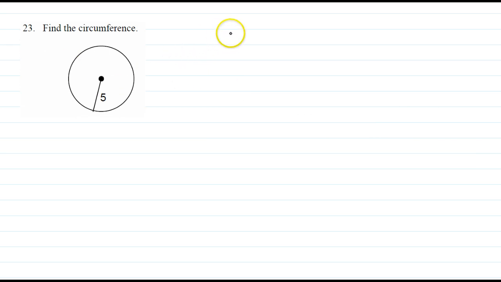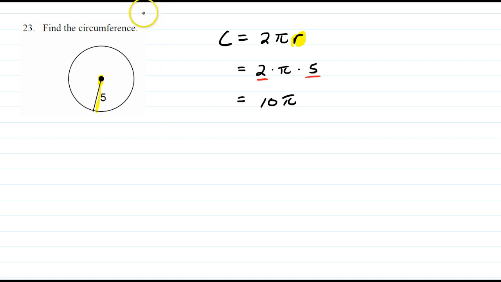Alright, for 23, we're going to find the circumference, and so that formula is 2 pi r. And so we need the radius from the circle, which goes from the center to the edge. So it's going to be 2 times pi times 5. What we can do is group these, or just multiply the 2 times the 5. And so that gives us 10 pi. We're going to actually go ahead and multiply this out. So we're just going to do 10 times 3.14.